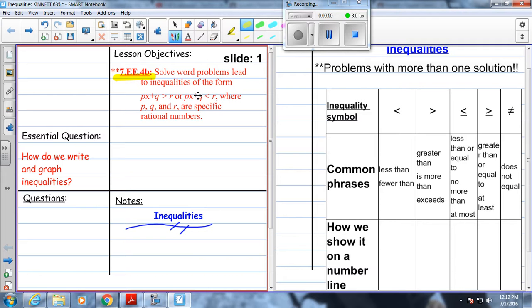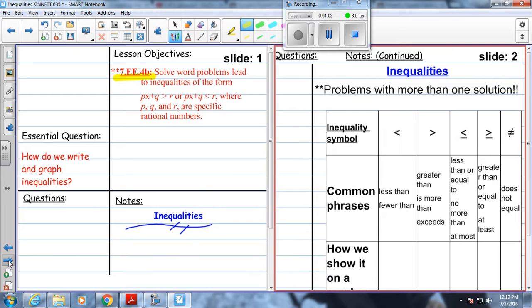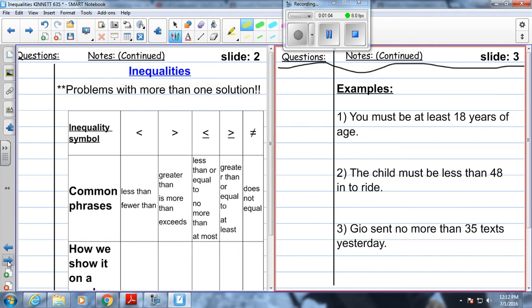So the essential question today is how do we write and graph our inequalities? So really this whole focus of this lesson is to show a solution to an inequality problem. So we have the different inequality symbols. We have our less than symbol. We have our greater than symbol. We also have our less than or equal to symbol and our greater than or equal to symbol. And then this last one that doesn't happen often, the does not equal.